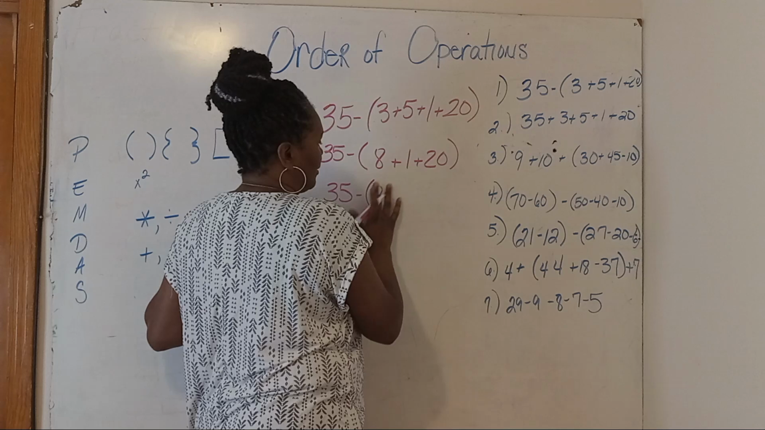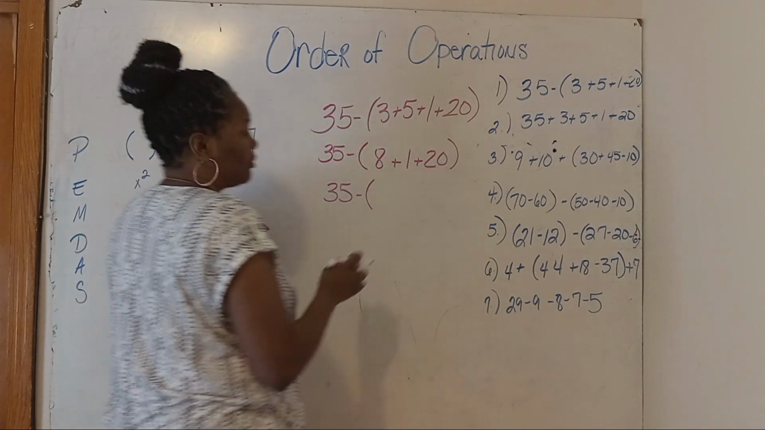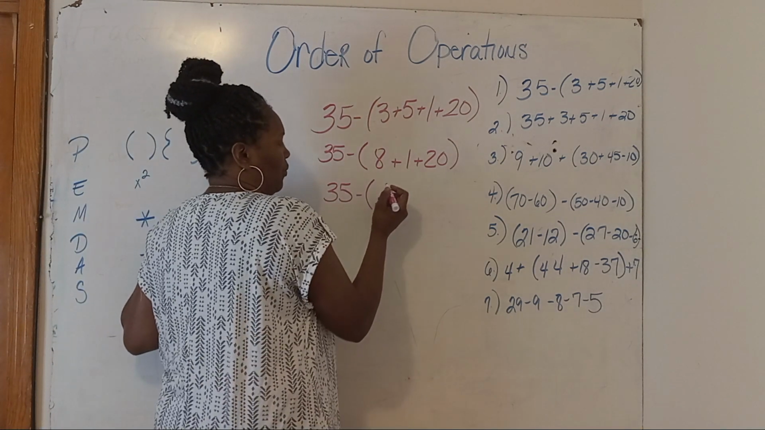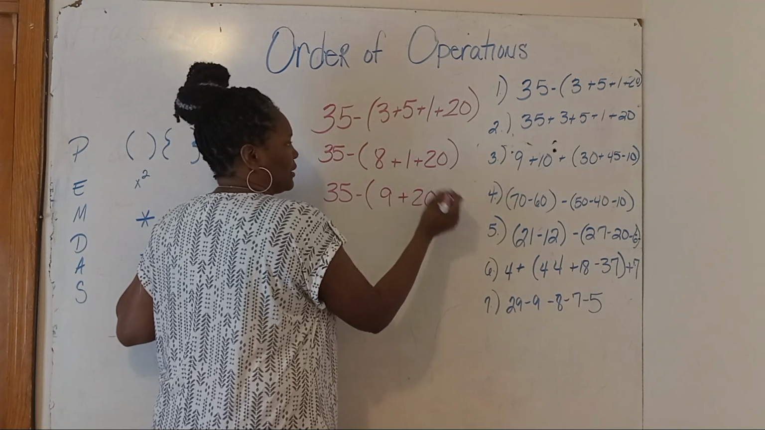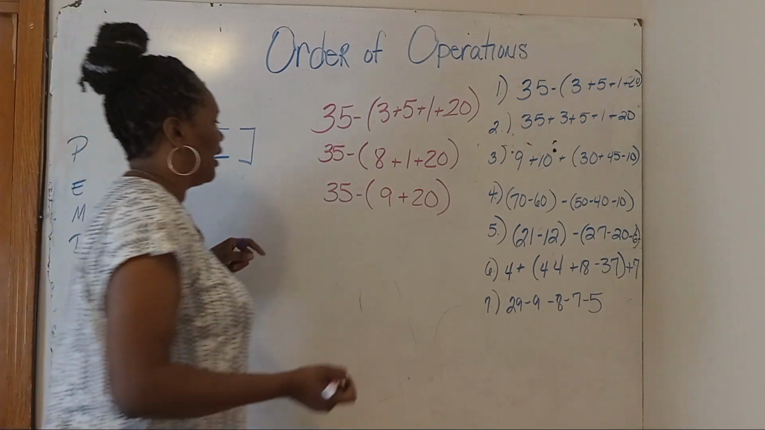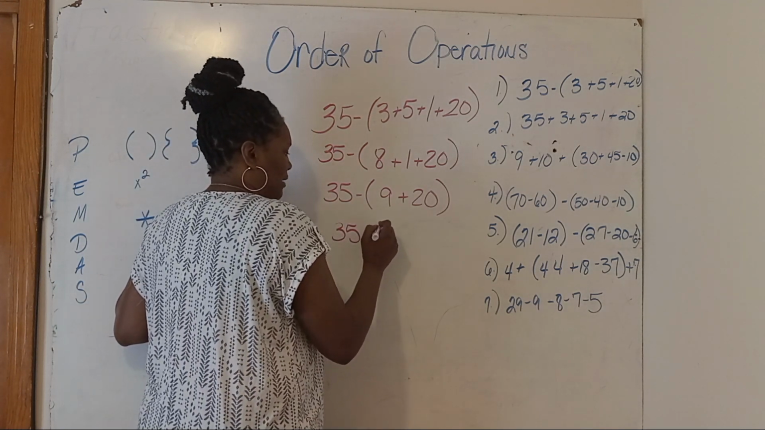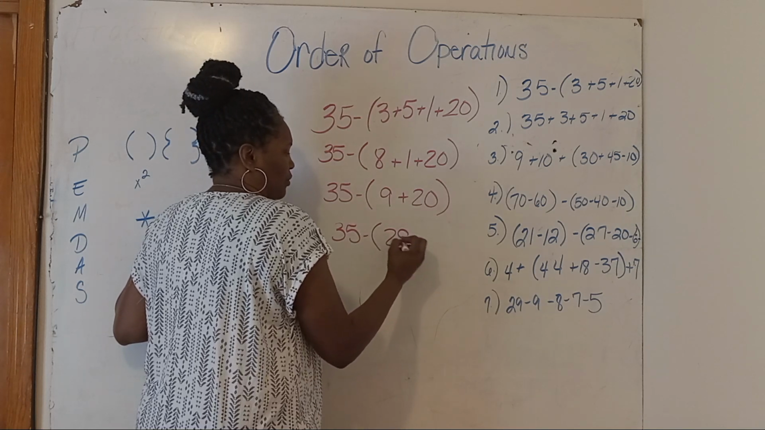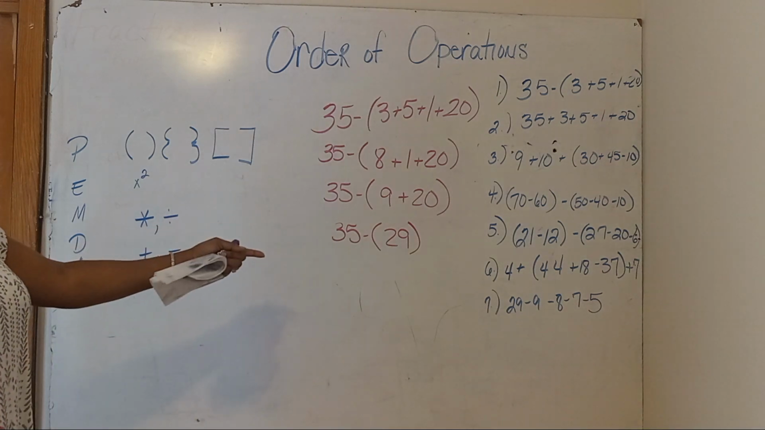35 minus, 8 plus 1 is 9. And the reason why I can just do this is because this is nothing but addition. So 8 plus 1 is 9, plus 20. See how it's starting to look like a Dorito? All right, we're still in the parentheses. So we got 35 minus, what's 9 plus 20? 29. So now, we only got two numbers left.